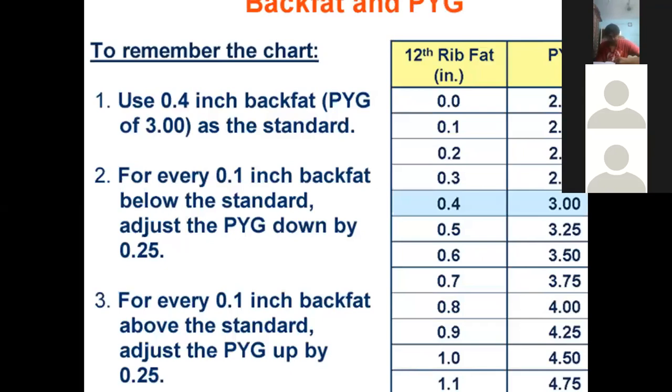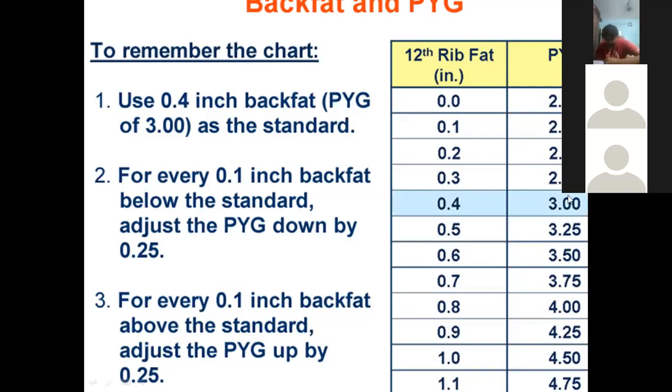The back fat thickness is directly correlated with the primary yield grade. This is what they are talking about for exotic animals. For our own system, we can develop our own grade, back fat thickness, and how we can correlate it. Here they are taking 0.4 as a standard for the rib fat, in the case of cattle. In cattle it is 0.4 inch.